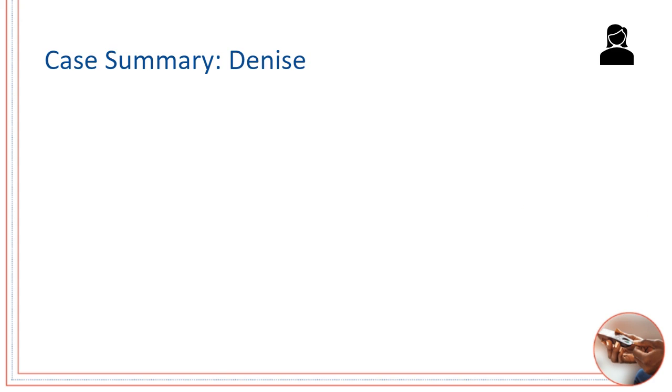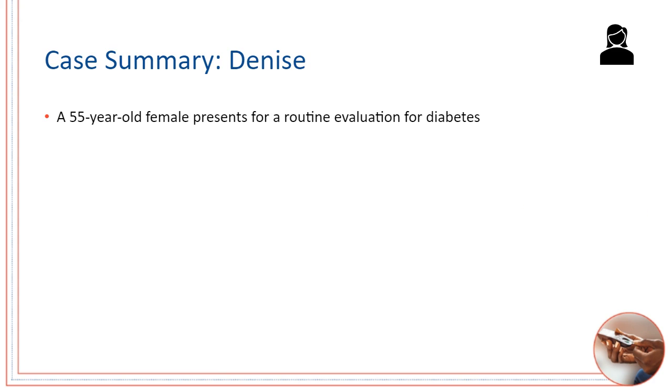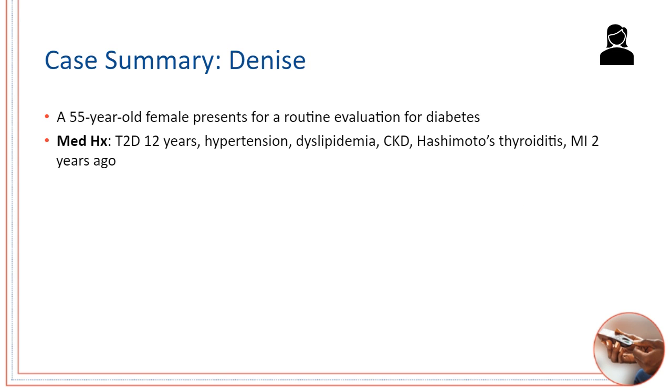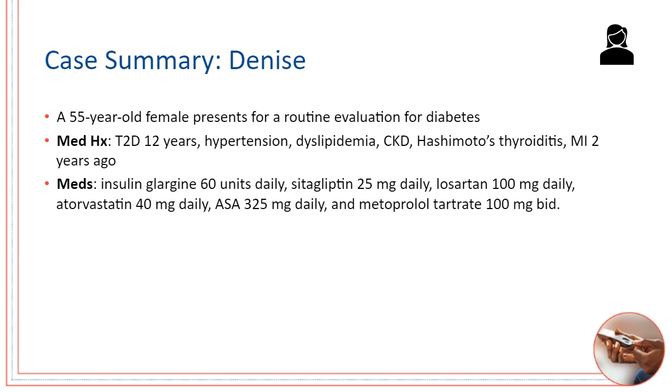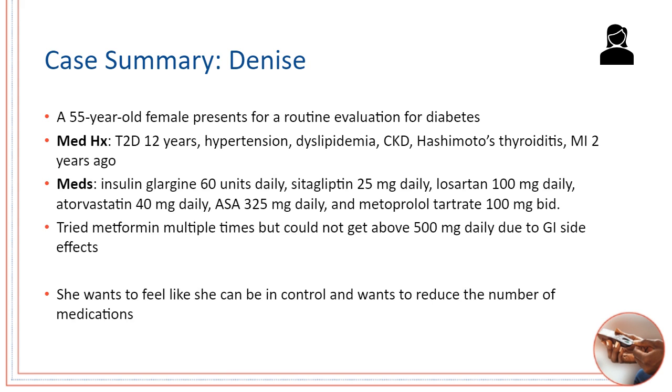So let's summarize Denise. She comes in for a routine evaluation. She has a more complex history than her brother with a longer duration of diabetes, multiple other metabolic conditions, but she also has CKD and cardiovascular disease. She's on multiple agents and she feels the pressure of being on too many agents, and she wants to find something where she can feel like she's in control again.